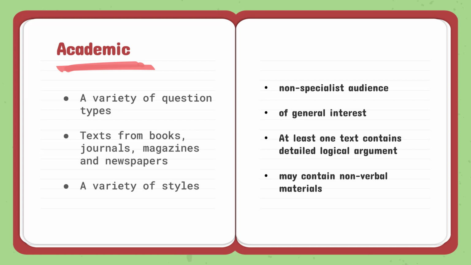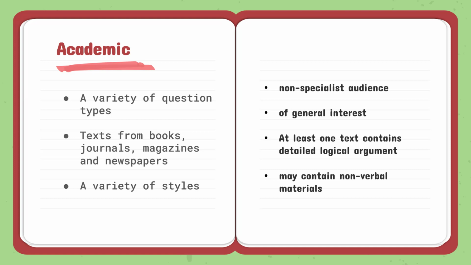All the topics are described in a way that a person who is not familiar with the topic can understand, but the choice of vocabulary and grammar is a little bit more difficult than the general exam. At least one text contains a detailed logical argument. It is not only about how well you can read the text, sometimes it's about how well you can infer the meaning that is implied. And it may contain nonverbal materials, of course, some pictures, diagrams, things that you need to name according to the passage that you read.